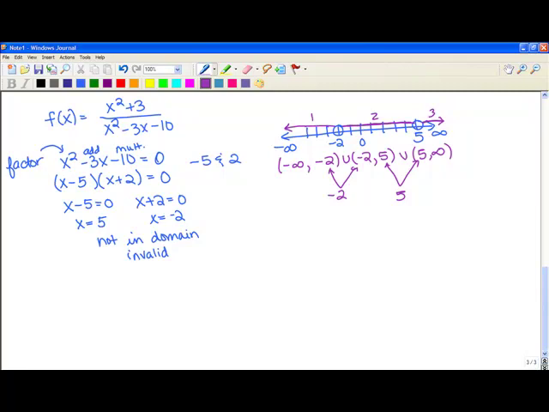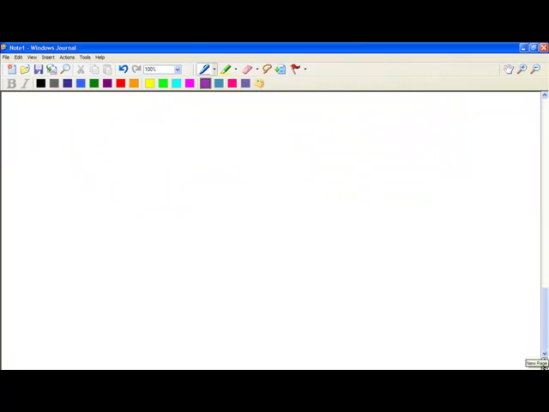Our last problem will deal with the second case, and that's where we have a square root. So we want to find the domain of f of x equals the square root of x minus 3. Notice that x is underneath an even index. The square root is always an even index.